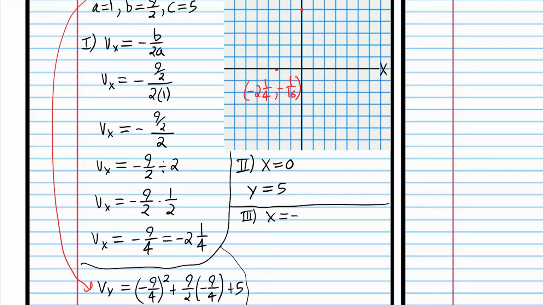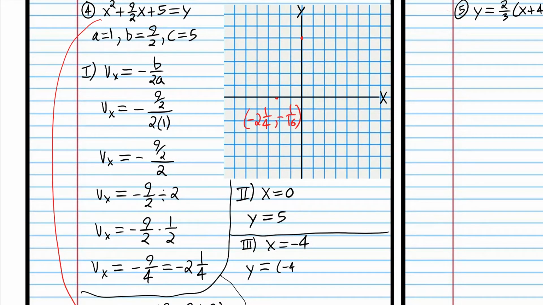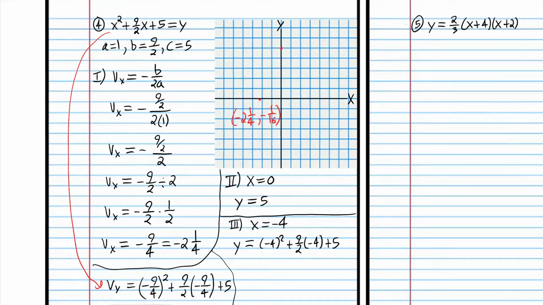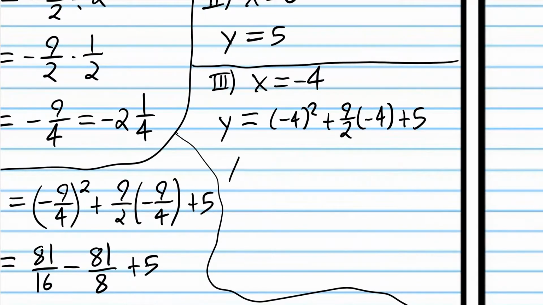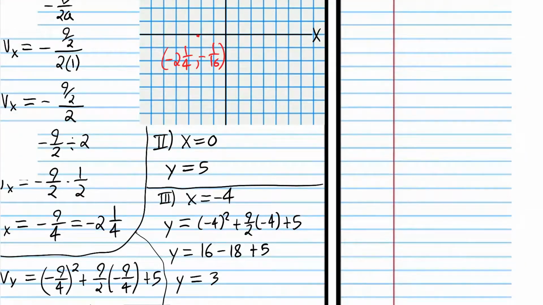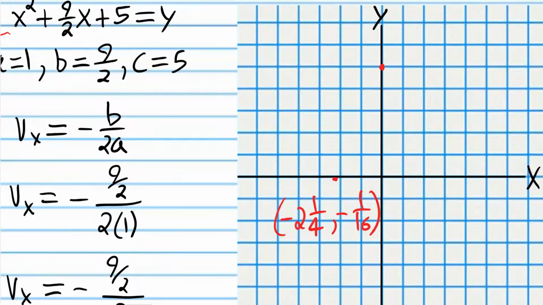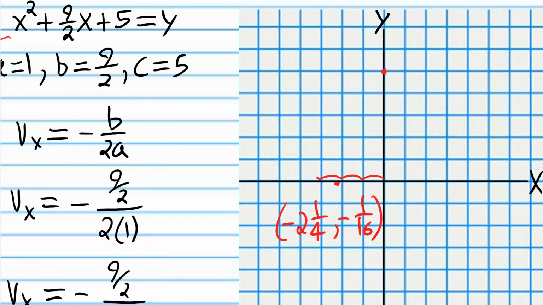So let's let x equal -4, and y is going to be -4 squared plus 9/2 times -4 plus 5. So y is equal to 16, and then we have -18 plus 5. And so y is equal to 3. So -4 and 3. 1, 2, 3, 4, and up 3, 1, 2, 3.